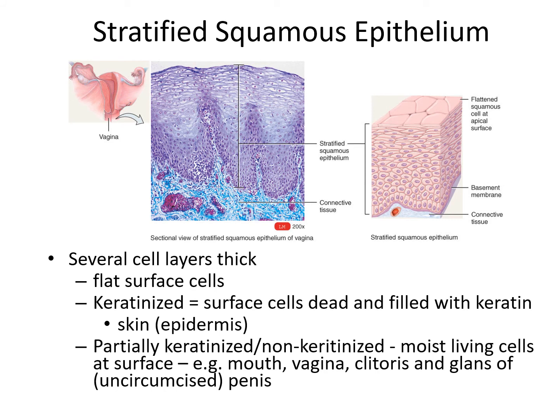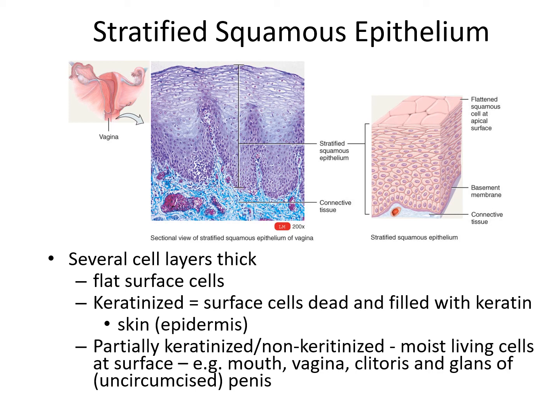Stratified squamous epithelium can be quite thick. So the epidermis of the skin can consist of over 40 layers of cells. And the top cells are going to be heavily keratinized, which means they fill up with this tough protein called keratin. It's the same stuff that makes up your hair and fingernails, and the cells are also dead as well.